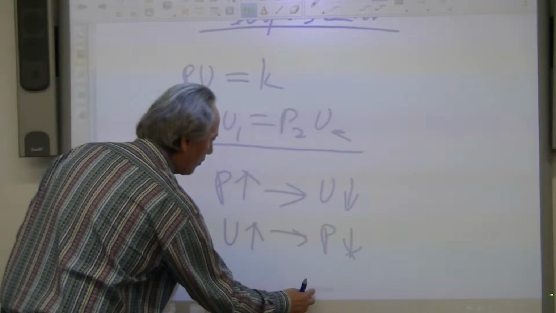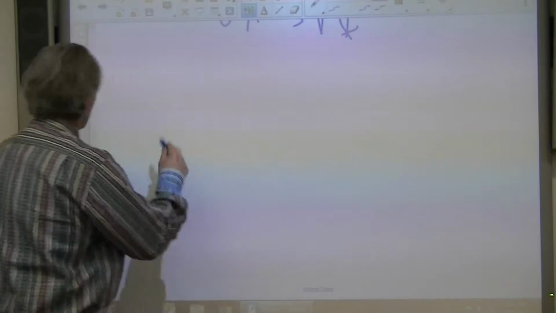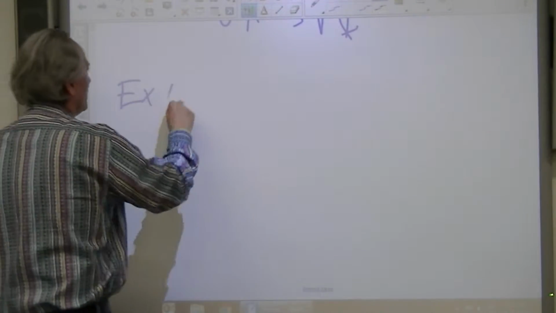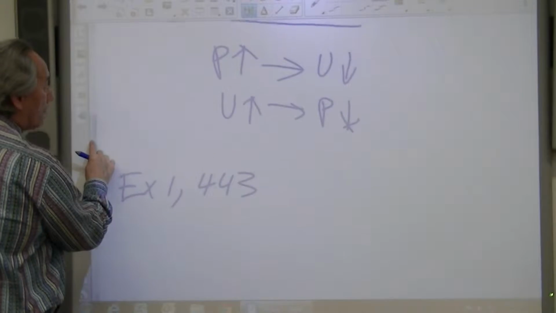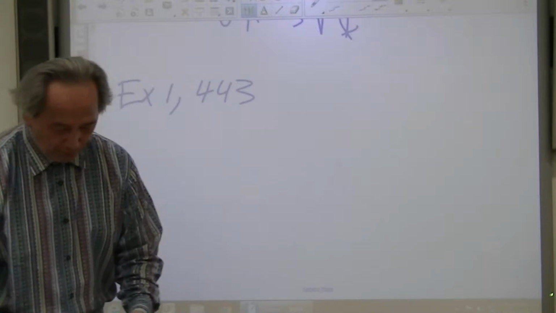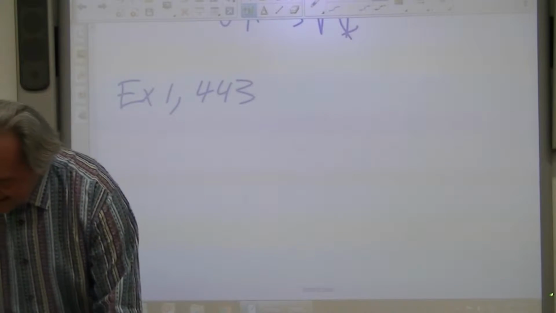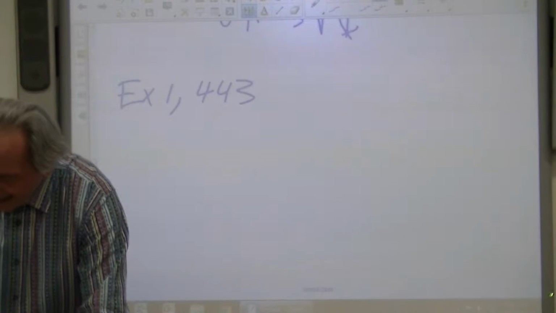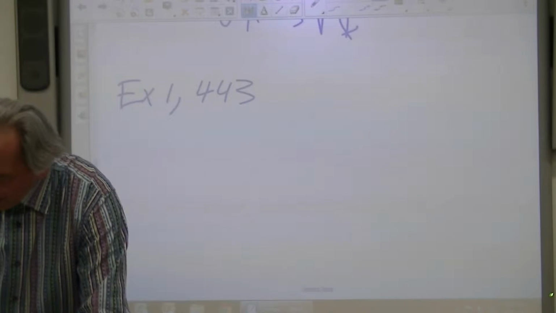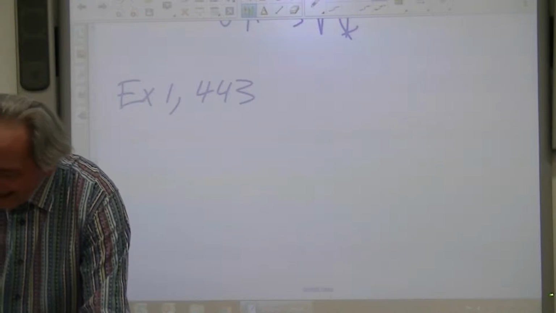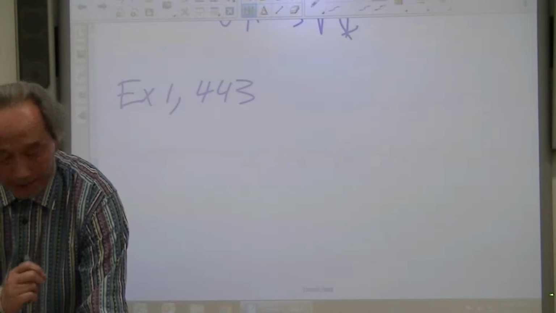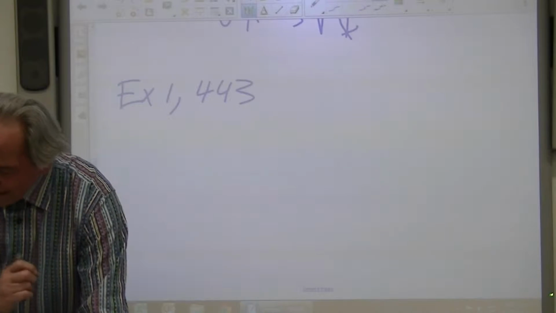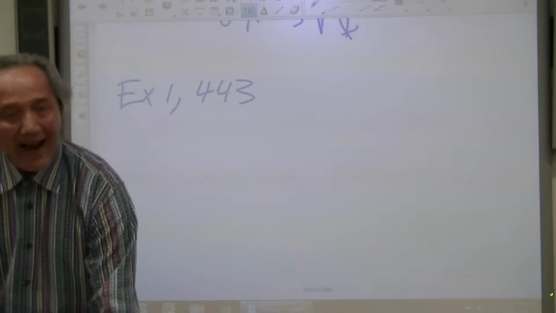So let's go ahead and move forward and do a problem. We are going to start with example 1 on page 443. This is a Boyle's law problem. Let's read the problem. It states, a diver blows a 0.75 liter air bubble 10 meters underwater. As it rises to the surface, the pressure goes from 2.25 atm to 1.03 atm. What will be the new volume of air in the bubble at the surface?